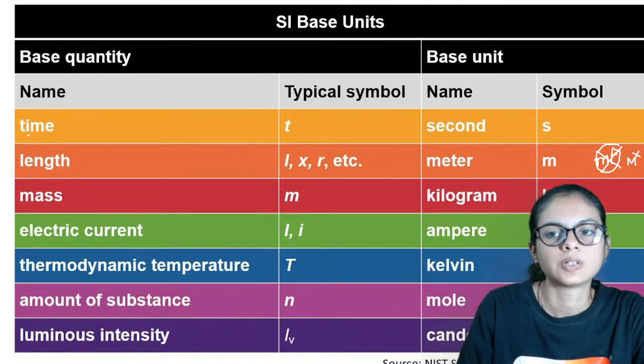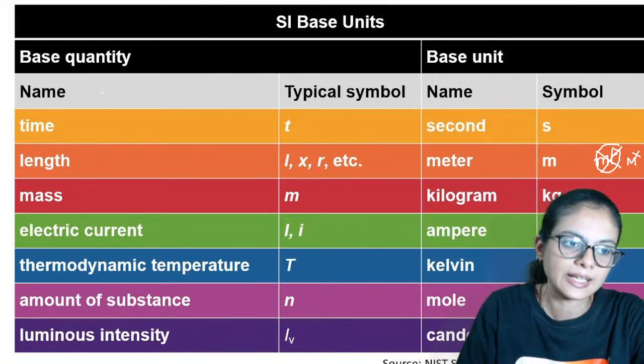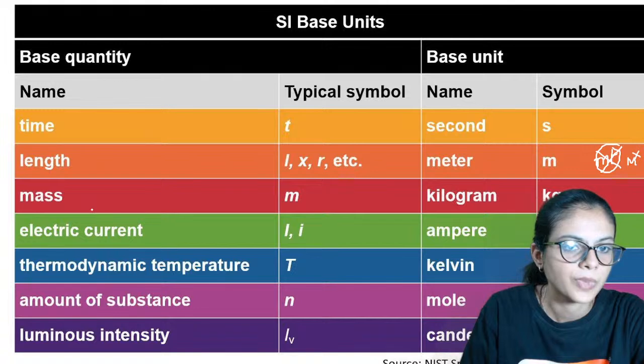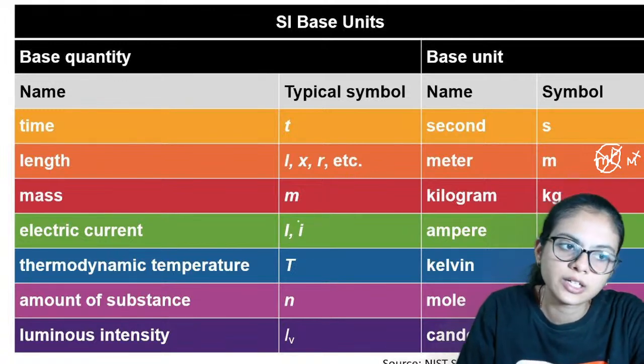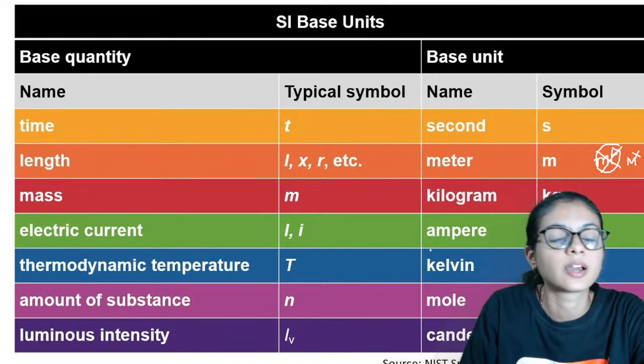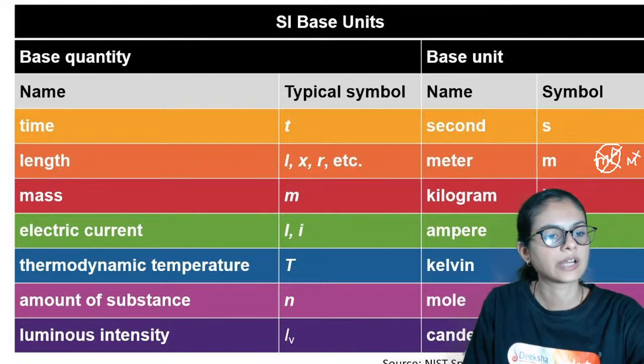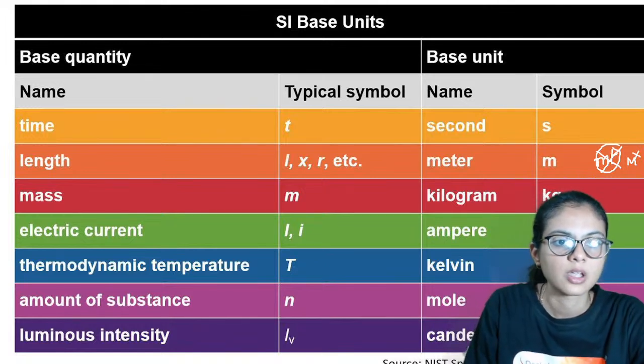So next, for time it is second, for length it is meter, for mass it is kg. Then we have electric current. For electric current we know the symbol is I and the SI unit is ampere. We studied this in the 10th standard electricity chapter.